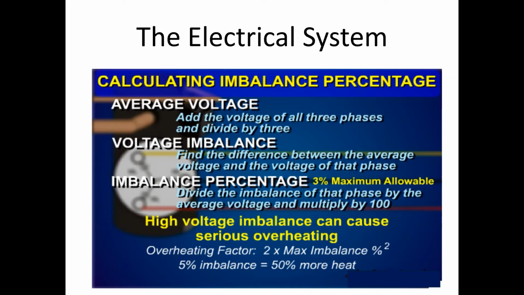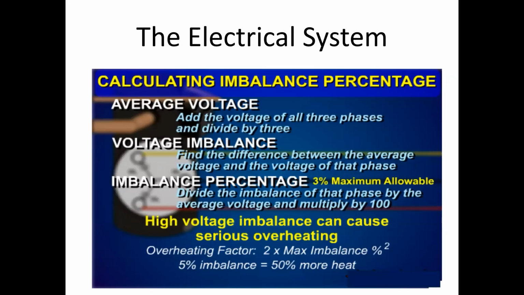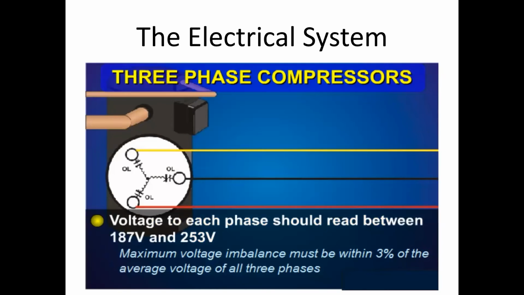And the last bullet point here is about high voltage causing serious overheating. If you have more than a 5% imbalance, that can cause that compressor to operate at 50% higher temperature than it should, and that is going to cause that compressor to fail. Sometimes that failure is just a failure of the overload, right? There's a temperature switch or an overload on these compressors.